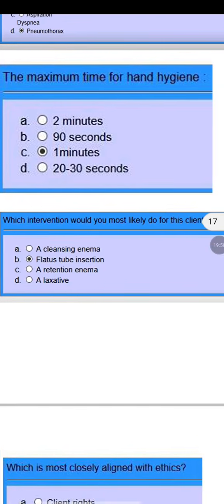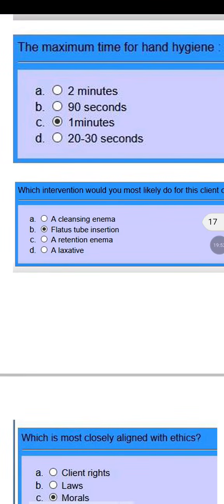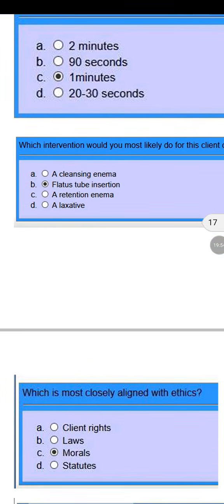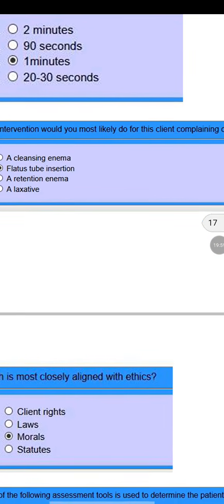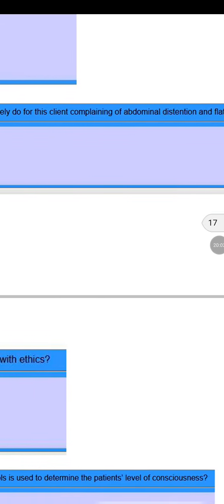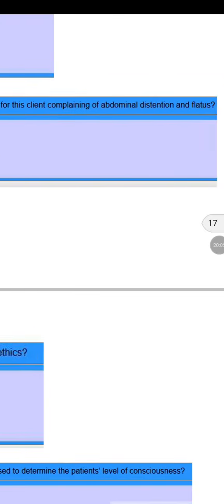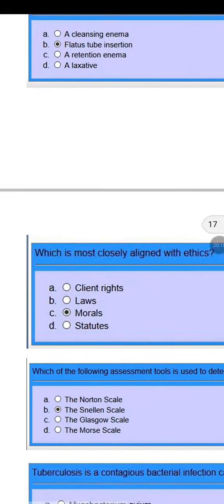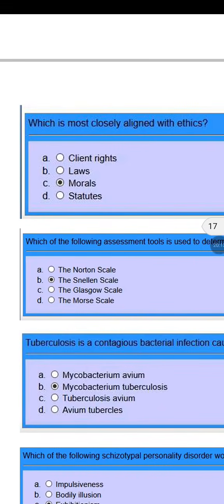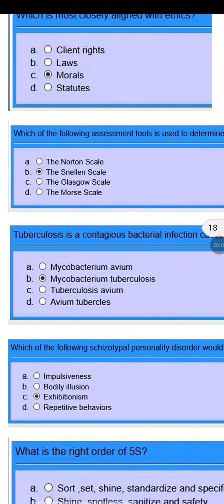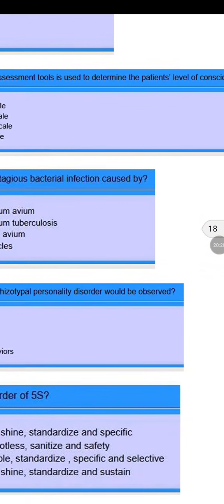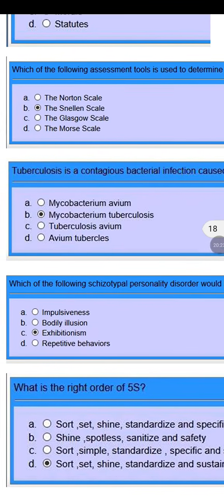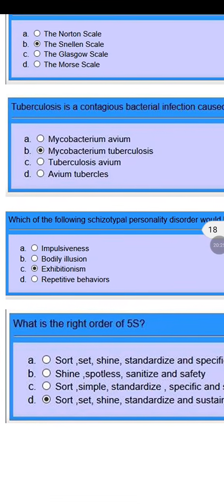Pneumothorax. The maximum time of hand hygiene is 20 up to 30 seconds or 1 minute. Which intravenous fluid would you most likely use for the complication of abdominal distension and flatus? Which is the most closely related to ethics? Which of the following assessment tool is used to determine the patient's level of unconsciousness? Glasgow Coma Scale.